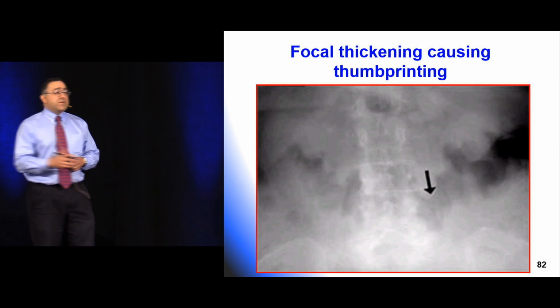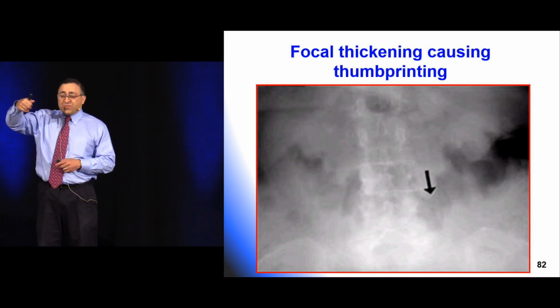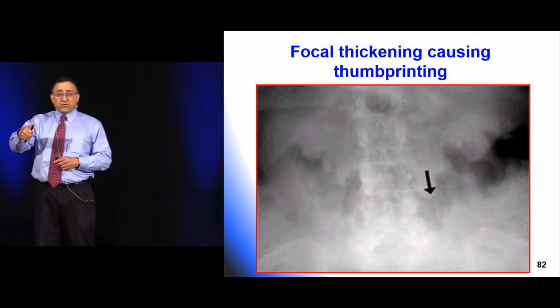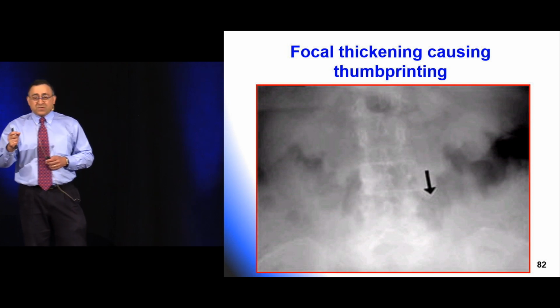Plain films are very nonspecific. This arrow is supposed to be sitting on top of a thickened loop of bowel. Sometimes that's referred to as thumb printing because the bowel wall looks like a thumb. It's very, very thick, which is much more obvious on CAT scan. We'll see in just a moment.